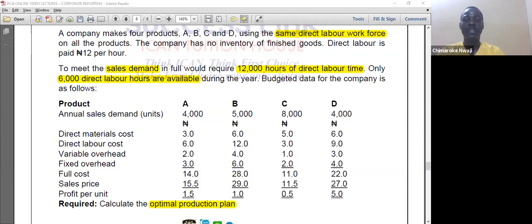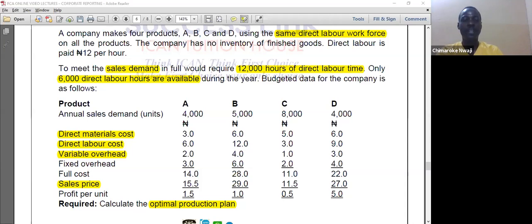Step number 1 is to look for contribution per unit. Now look at this question. In our production data here, there was nothing like contribution per unit, but they gave us things to help us get contribution per unit. So we know that our contribution per unit is your selling price less your variable costs. So these are your variable costs. So let's see how we did it here.